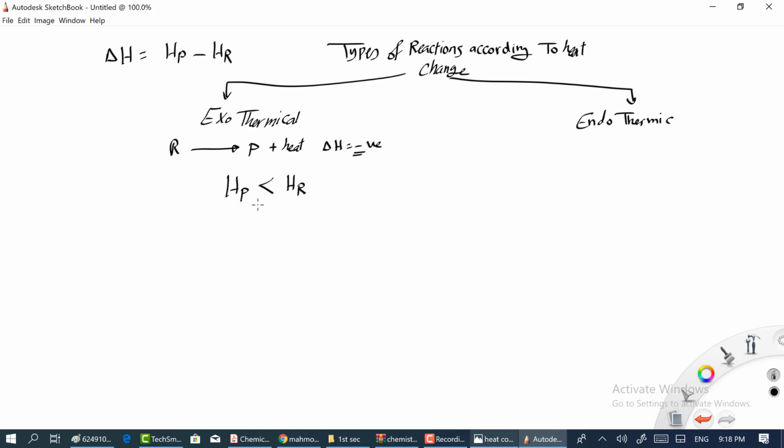For an endothermic reaction, we have the reactant plus heat giving the product, and the value of delta H is positive. What makes delta H positive? It means that H of the product is greater than H of the reactant. Now we are going to represent it graphically.